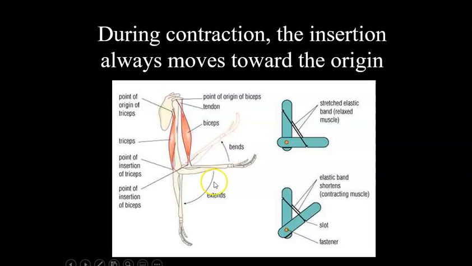During contraction, the insertion will always move towards the origin. So that's what I was talking about in that last slide. So the bicep, the origin is up here, and the insertion is going to be on the radius, and so the insertion is always going to move that bone towards the origin, so it's bringing that radius towards. This is a relaxed muscle right here, and then this is showing this contraction. So when you flex a muscle, you're going to be decreasing this angle between your two bones.